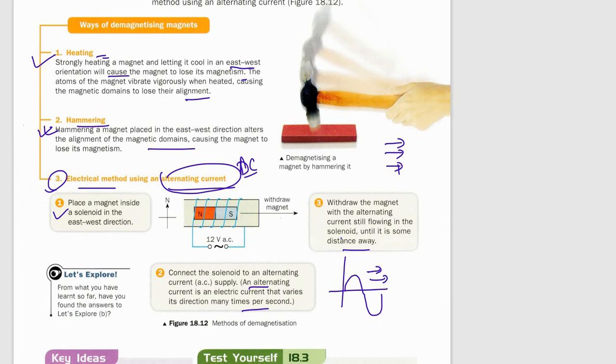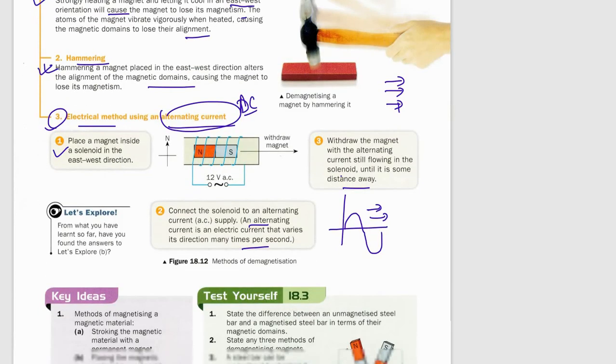Pulling of this magnet should be very slow, so that the magnetic domains which are disturbed become stable. So you have to remove this magnet slowly. Again remember, this should be in the east-west direction, and while you are removing it, the AC current keeps flowing, which makes sure the demagnetization process continues, and now it will be complete. It will lose its polarity completely.